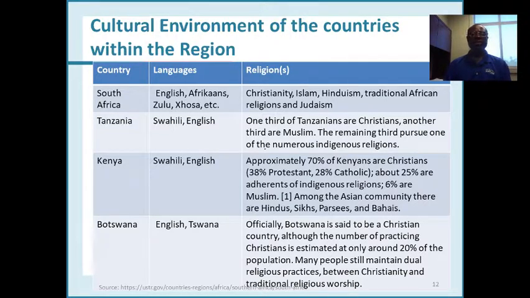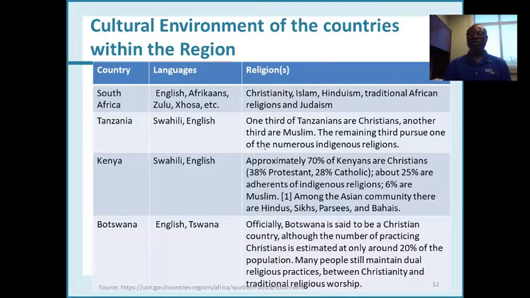In Kenya, approximately 70% of Kenyans are Christians, with 38% Protestants, 28% Catholic, and about 25% adherents of indigenous religions. 6% are Muslims, and among the Asian community there are Hindus, Sikhs, Parsis, and Bahais. Yes, there's quite a good number of Indians in Kenya and initially also in Uganda, but during the Idi Amin regime he drove away most of the Asians.